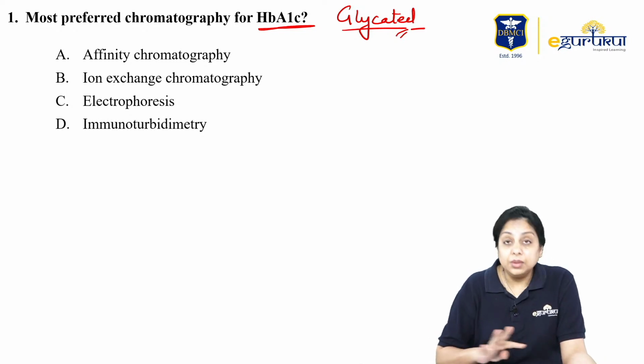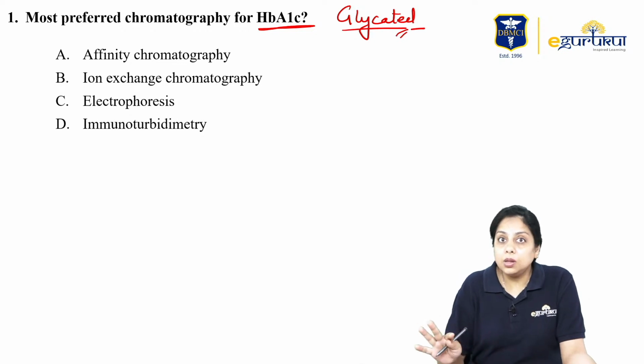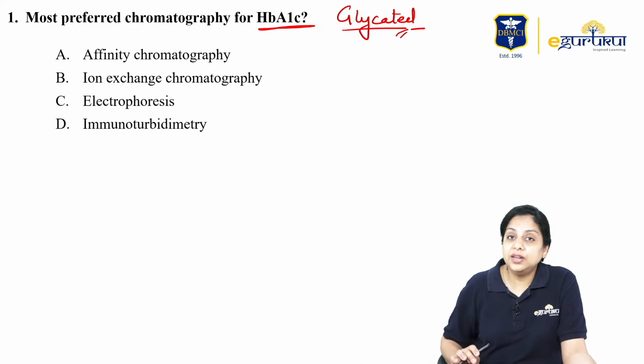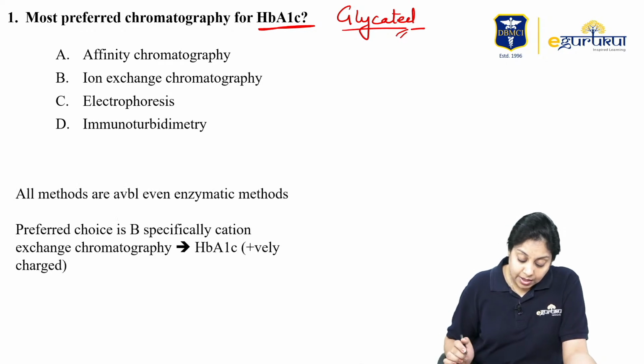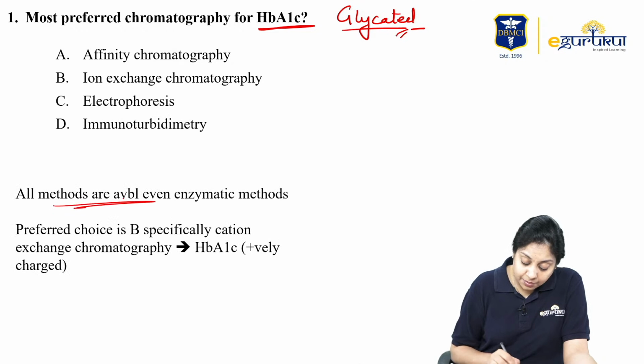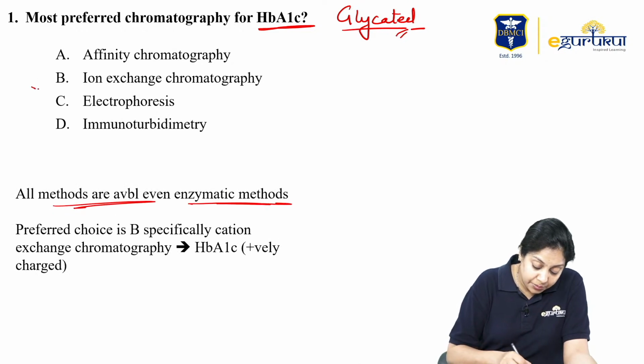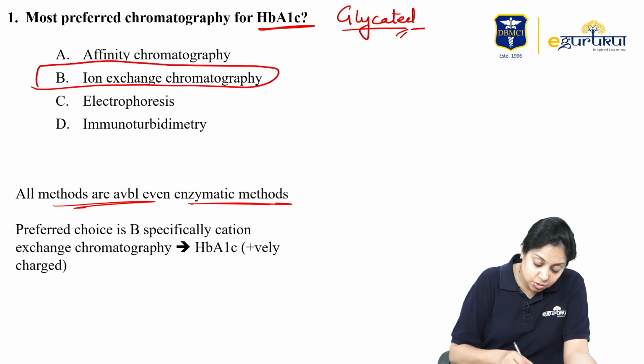We can do all the methods. We are using all the methods that are available in the market, A, B, C, D. So this was a very tricky question, how to pick the best answer. Can any one of you tell me what is the best answer? All the methods are available in the market, even the enzymatic, right? The better preferred choice is ion exchange chromatography.